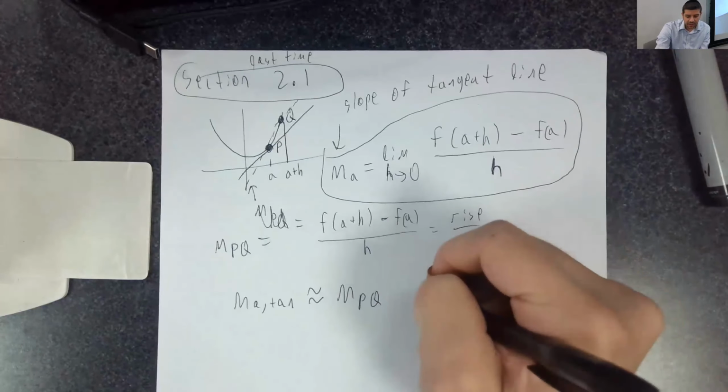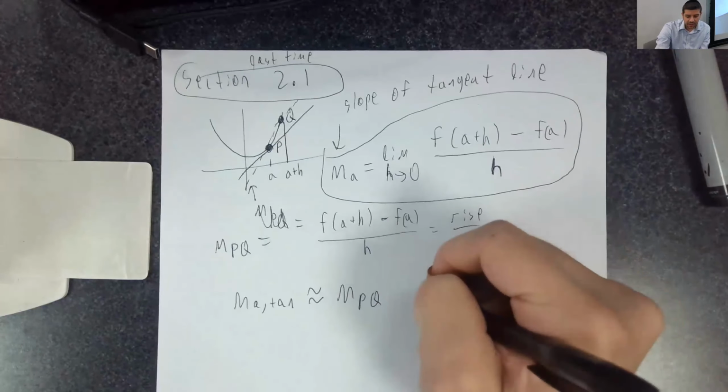That the slope of a tangent line, if your function happens to be dealing with position, is actually giving you your velocity. Because rise over run in physics is going to be change in position over change in time, which is velocity. And this is instantaneous velocity.